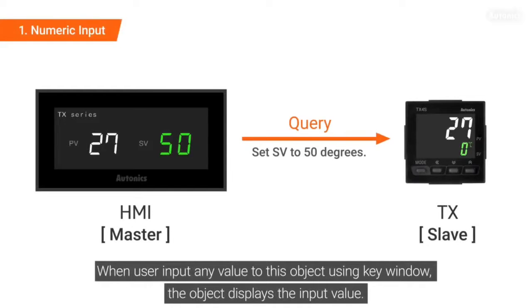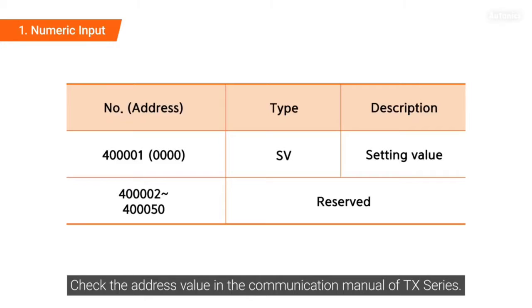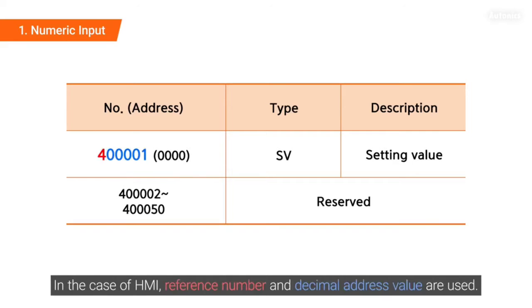When the user inputs any value to this object using the key window, the object displays the input value. Check the address value in the communication manual of the TX series. In the case of HMI, the reference number and decimal address value are used.